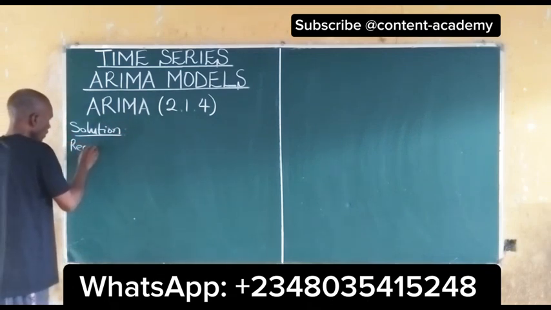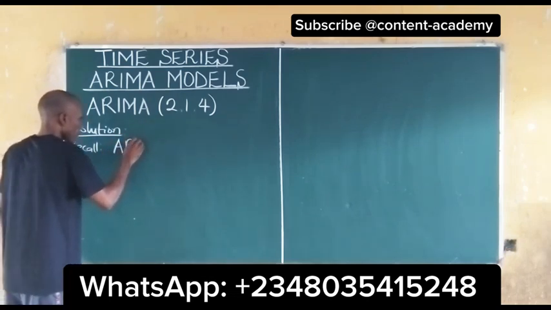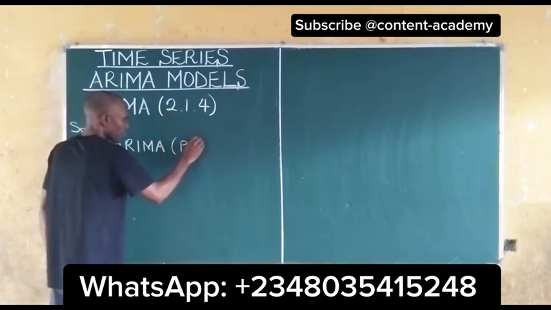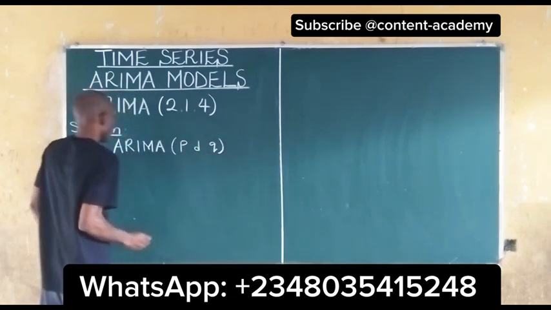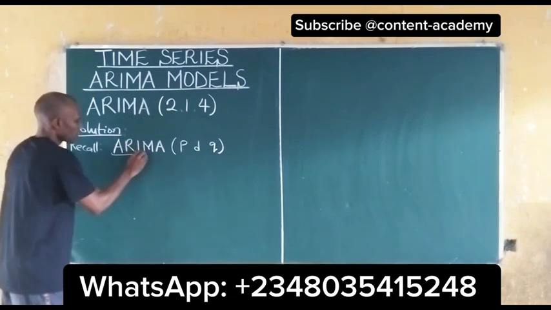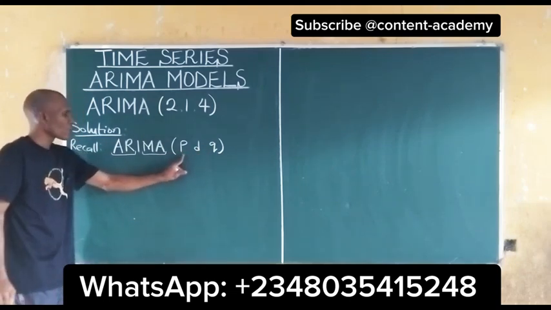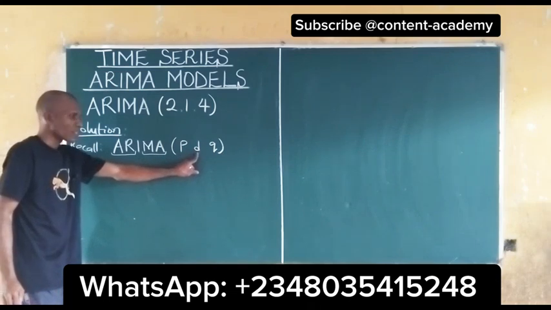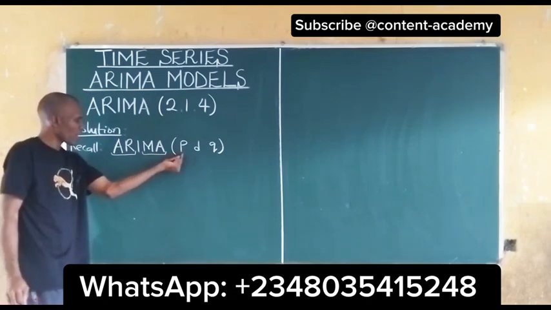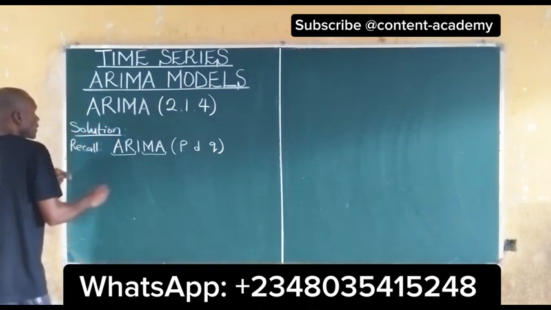We should recall that from the ARIMA model, that means ARIMA(p,d,q). This is our autoregressive and this is our moving average, of order p, d, q. This is of order p, this is the difference, and this is of order q for the moving average, while order p is for autoregressive models.